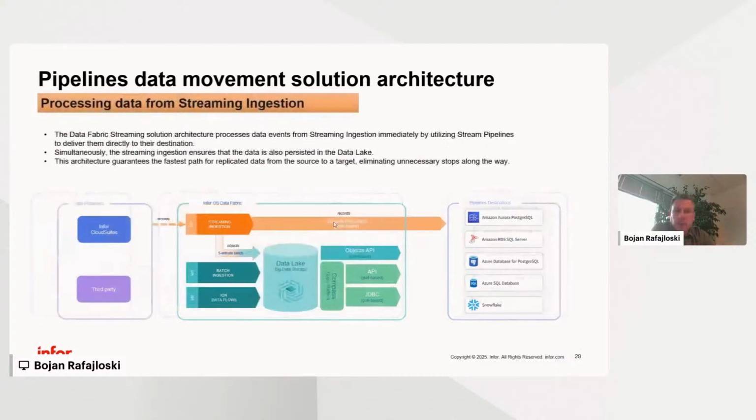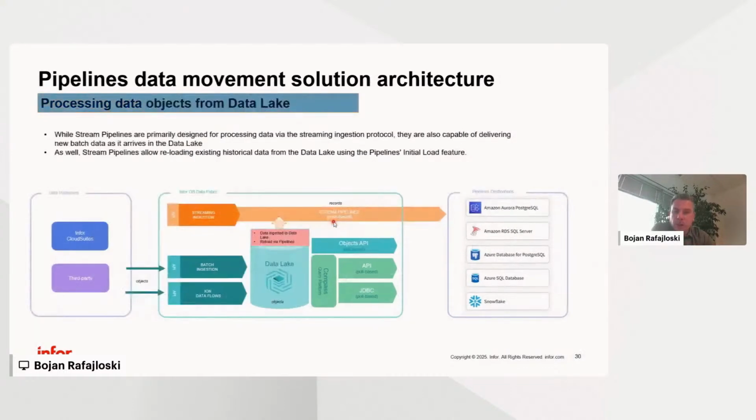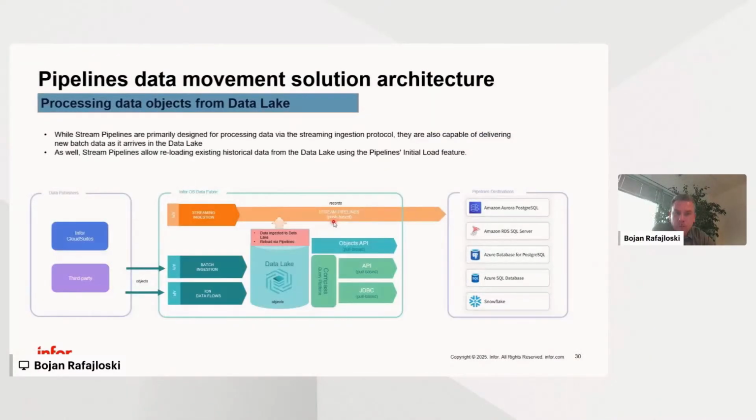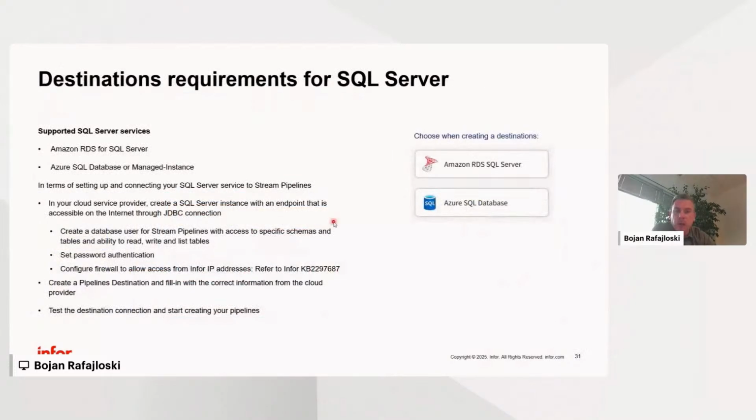Both of these processes, either through streaming ingestion or coming through batch ingestion, are continuous processes that happen within pipelines. There are no schedules. There is no checking of new data by the pipeline. Everything as it happens is pushed through the pipelines if there is a subscription for that object name. I'll show a demo of this, but just to discuss the requirements for SQL Server.